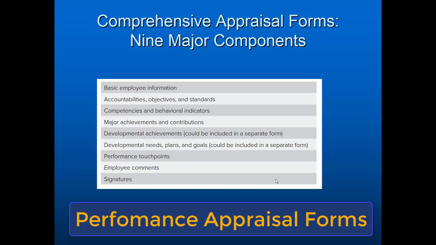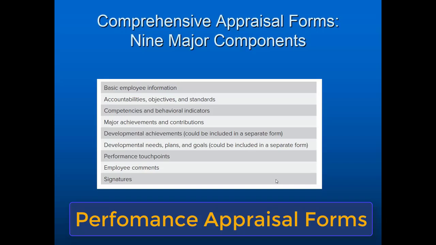Next, we get into how we measure performance. And we've talked extensively about accountabilities, objectives, and standards. Those are the results that are expected. We also should have information about competencies and other behavioral indicators. We might have information about major achievements, and so there may be specific strategically oriented goals that have been stated, and an area where people can speak to those achievements would be very important.